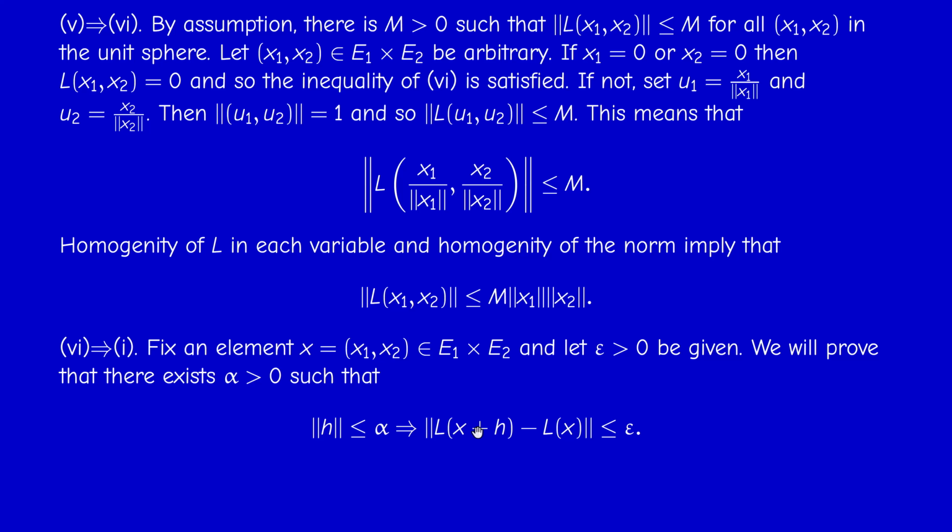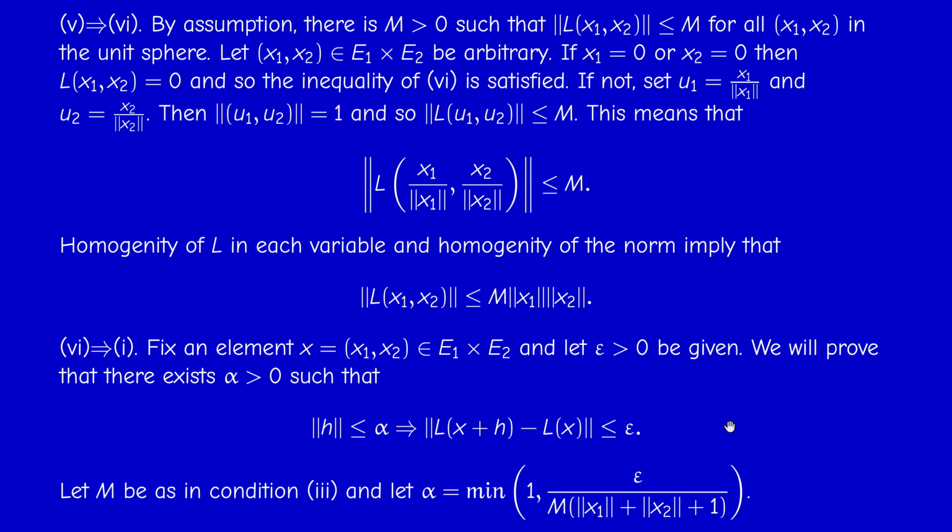So this is the continuity condition at the point x, and we shall see now that alpha cannot be chosen uniformly. It really depends on the point x. I'm saying that if the distance between x plus h and x is less than alpha in norm, then the distance between their images is less than epsilon. And here's the formula for alpha. Now you'll understand where it comes from. It's not difficult to see, because the estimation that we'll do leads us to this formula.